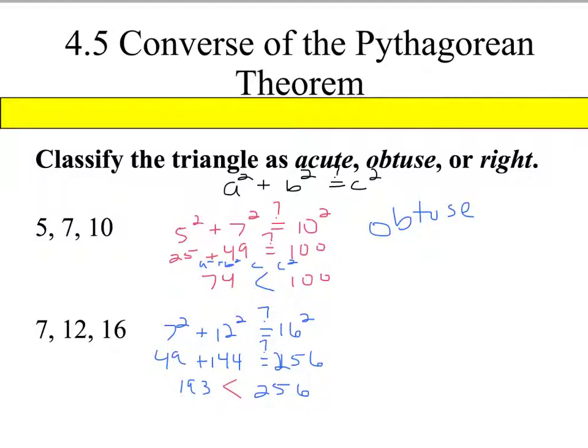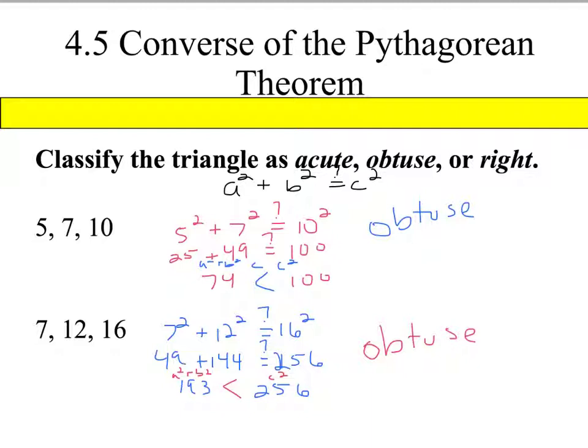Okay, so now that tells me that a squared plus b squared is less than our c squared. When a squared plus b squared is less than our c squared, just like that first problem, this is obtuse. So when c squared is larger than a squared plus b squared, it is obtuse. When a squared plus b squared is larger than c squared, it is acute, and when they're equal, they're right.